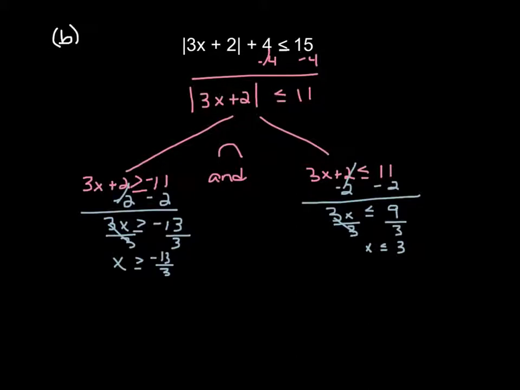So we get x is greater than or equal to negative 13 thirds, and x is less than or equal to 3.